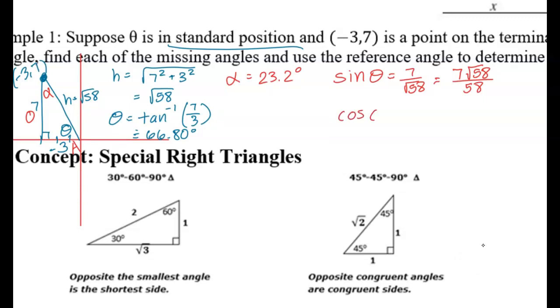Cosine of theta is adjacent over hypotenuse, so that's -3 over the square root of 58 again, right? But I'm just going to skip a step, and because I know it's square root of 58, I know I'm going to need to multiply the numerator and the denominator by the square root of 58. Tangent of theta is 7 over -3.